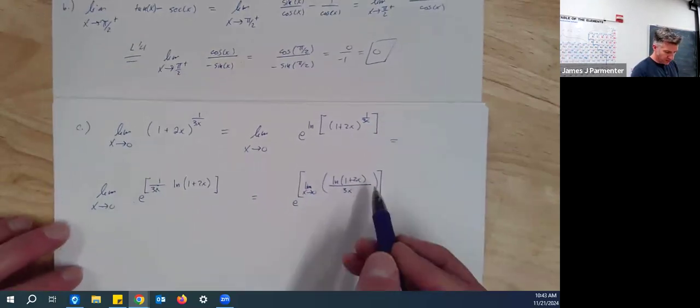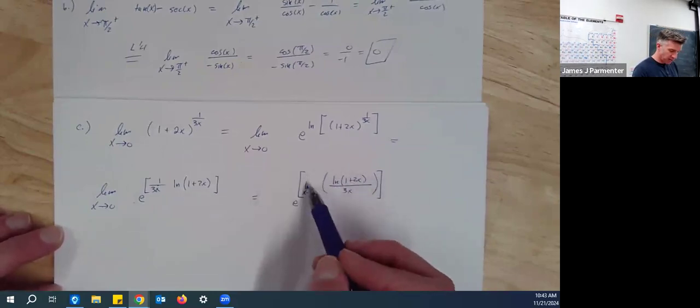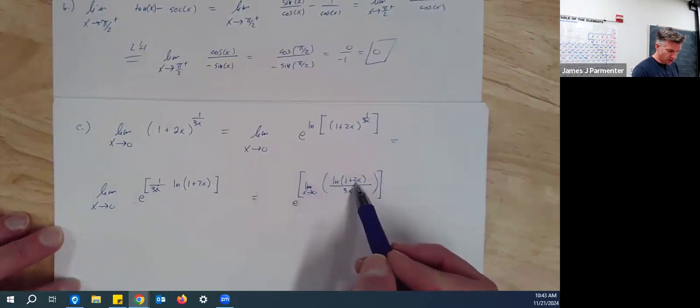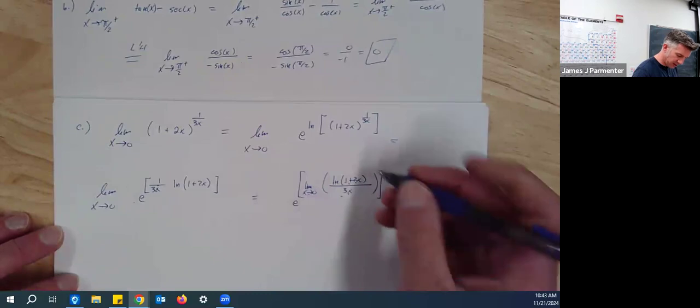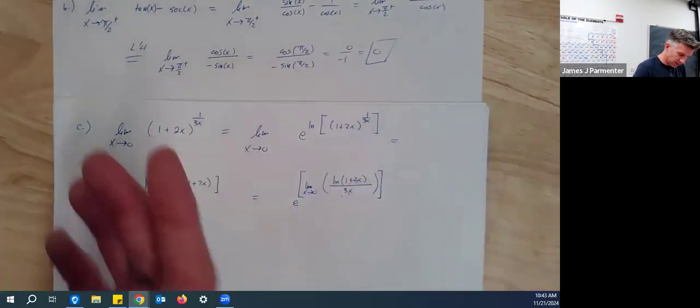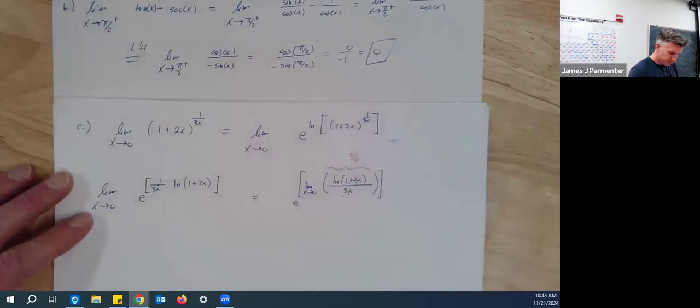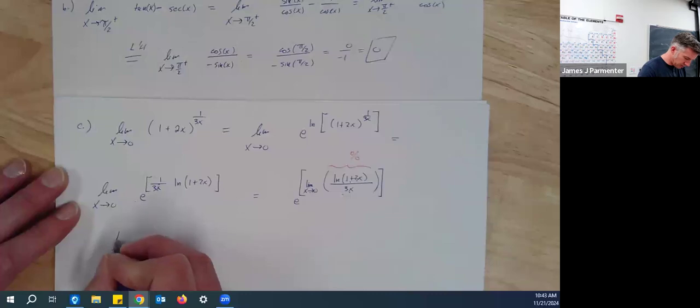So then we look over here, and now we can use L'Hopital's rule, because if you plug in 0 for x, 1 plus 0 is 1, and the natural log of 1 is 0, and 3 times 0 is 0. So this part here is certainly a 0 over 0 type of limit. So great, we use L'Hopital's rule.